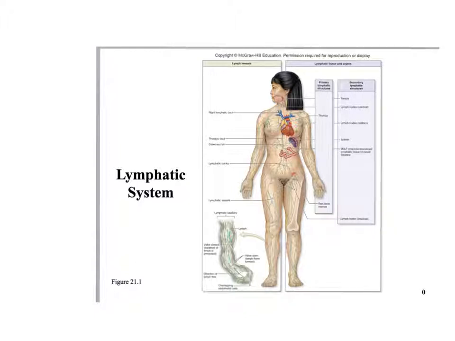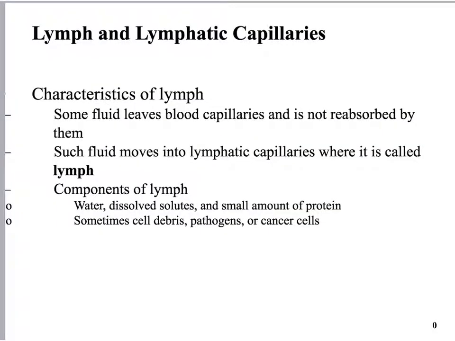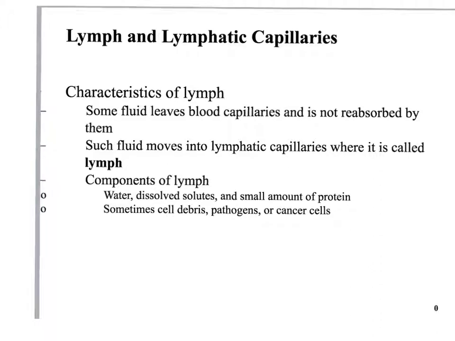There's fluid going in and there's fluid coming out, but the germinal centers of the lymph nodes are producing more lymphocytes, more white blood cells to help fight that infection. The lymph itself: fluid leaves the capillaries, it's not reabsorbed. That fluid moves into the lymph vessel and it becomes lymph. Mainly it's water, some dissolved solutes, small amounts of proteins, but this is the problem. It's like you're washing the cells with the fluid around the capillary, and then you're washing all the junk that the cells are getting rid of.